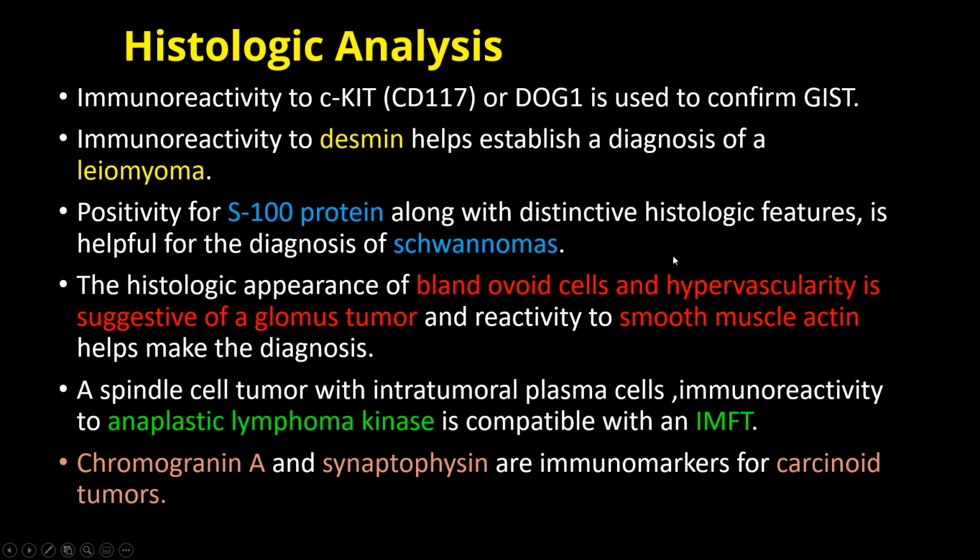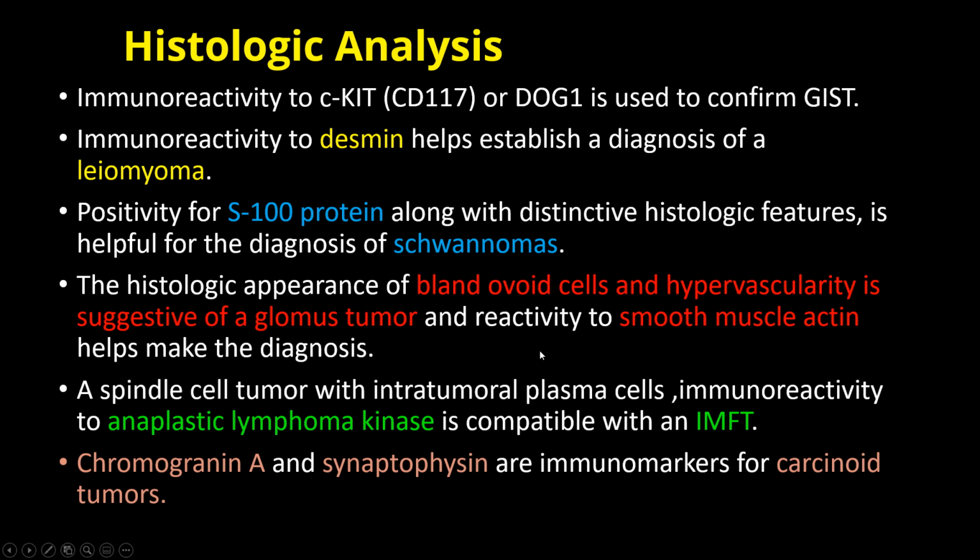So we'll see a few points about histological analysis of this tumor. GISTs are immunoreactivity positive to c-KIT, that is CD117 positive, or DOG1 positive. DOG1 is nothing but discovered on GIST. This is the recent immunohistochemistry marker which is most sensitive for diagnosing GIST. And immunoreactivity to desmin helps establish a diagnosis of leiomyoma. Positivity for S100 protein along with other distinctive histological features is diagnostic of schwannomas.